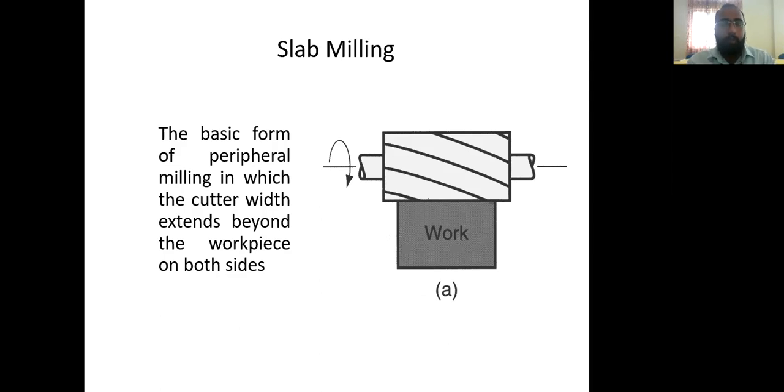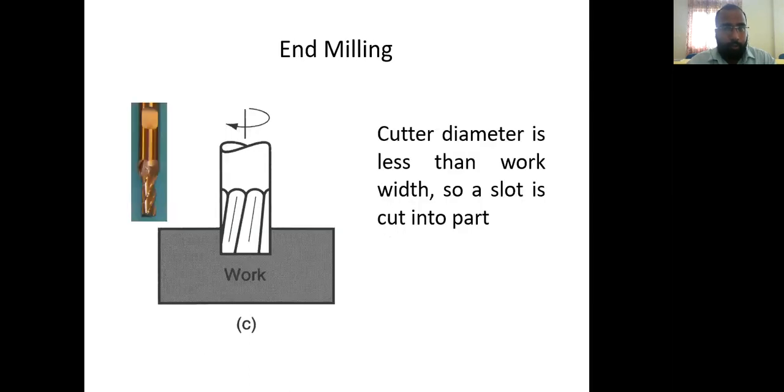Plane milling is nothing but the workpiece being removed from the top surface. End milling is also nearer to the reaming operations. In end milling, the cutter diameter is less than the work width, so a slot is produced by this end milling. Keyways and guideways are made from this type of milling operation.